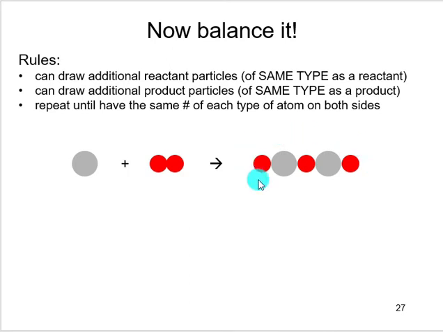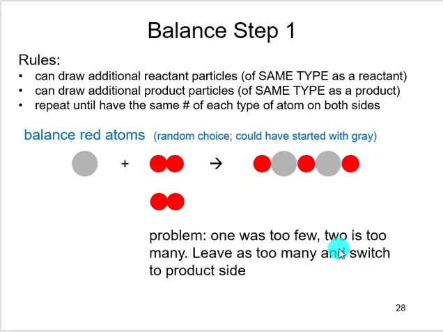And I'm just going to add more until I have the same number of each type of atom on both sides. So let's step through this one. In this case, I see that I have 1 gray, 2 reds on the left, and 3 reds and 2 gray on the right. So neither one of them is balanced. I'm starting with the red atoms. Again, I could have chosen to start balancing the gray, it doesn't matter, but I chose the red. So I begin saying, since I only have 2 on the left and I have 3 on the right, I know I need more on the left, so I add another one.